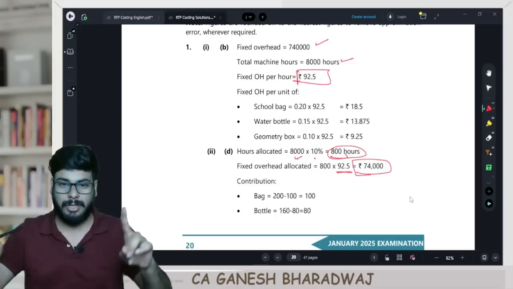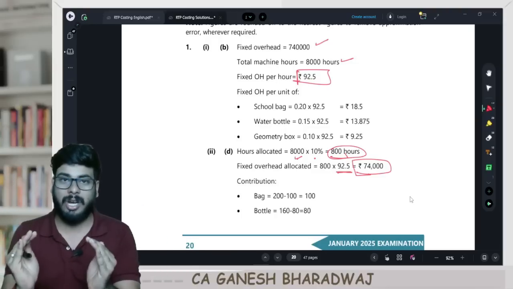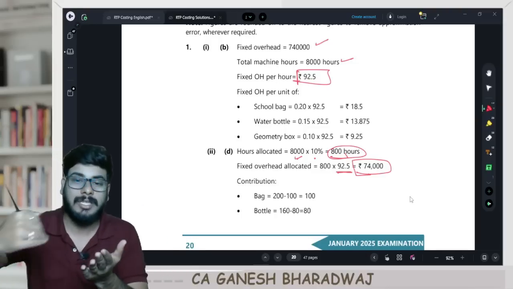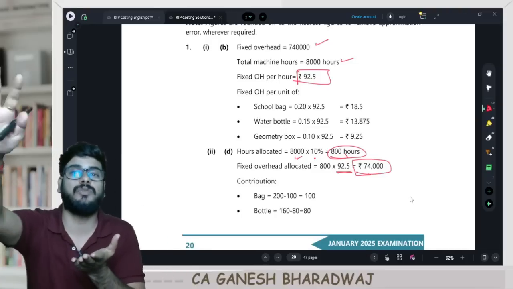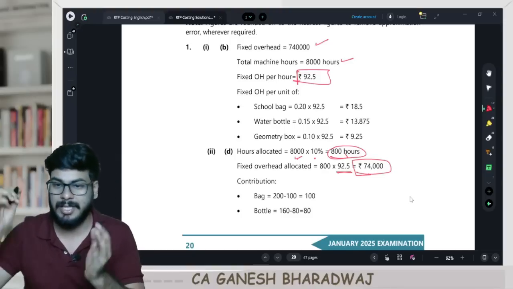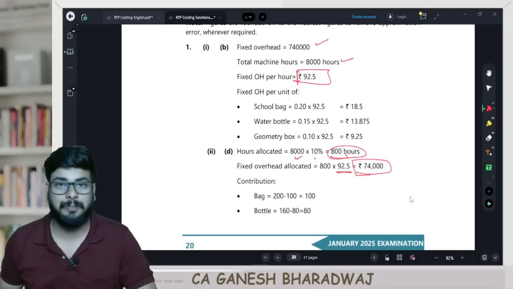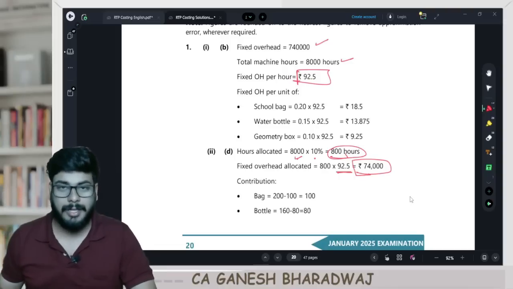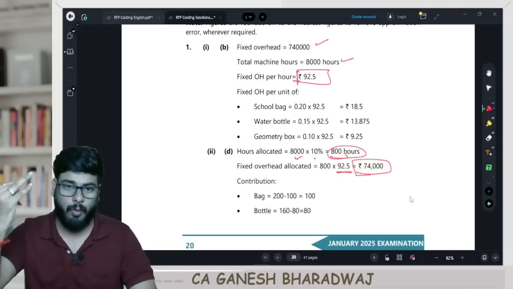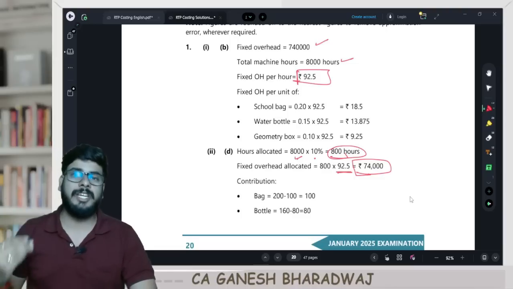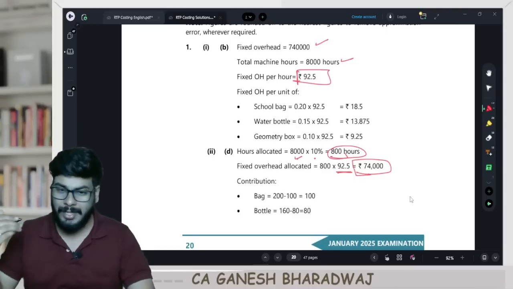So 74,000 rupees is the fixed cost that is pertaining to your supplies to these particular schools. Are you clear with this? That is the fixed cost that we need to recover. Now, there are 3 products. What are the 3 products? You have school bag, water bottle, geometry boxes. Now we need to calculate the contribution per unit for each of these 3 products.